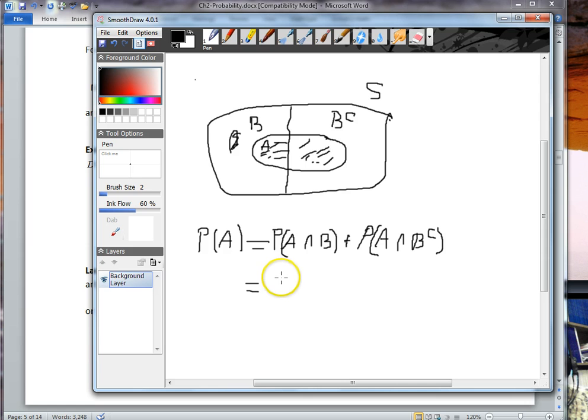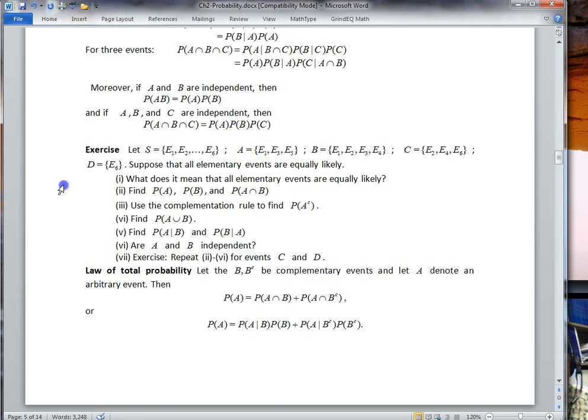And then in the next step, I'm just using the multiplicative rule. So that's P of A given B times P of B. I just want to make sure I got it in the right order.